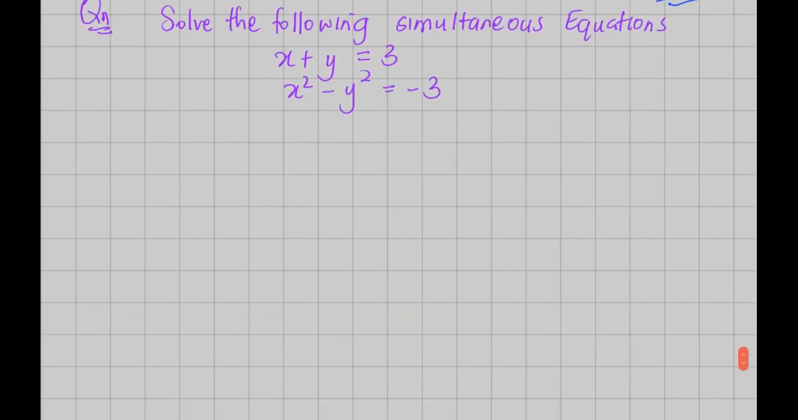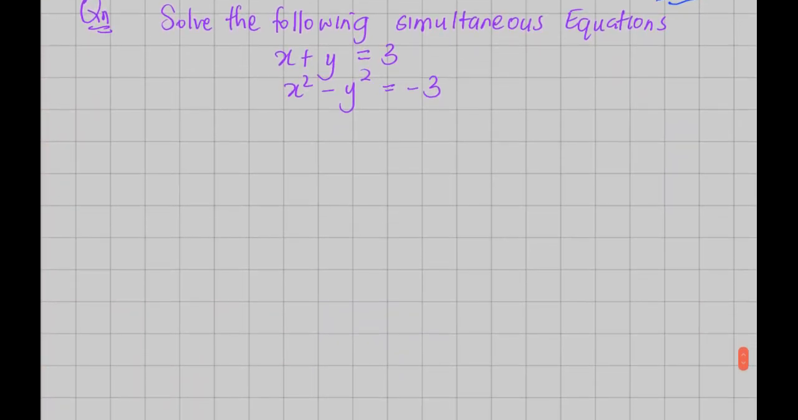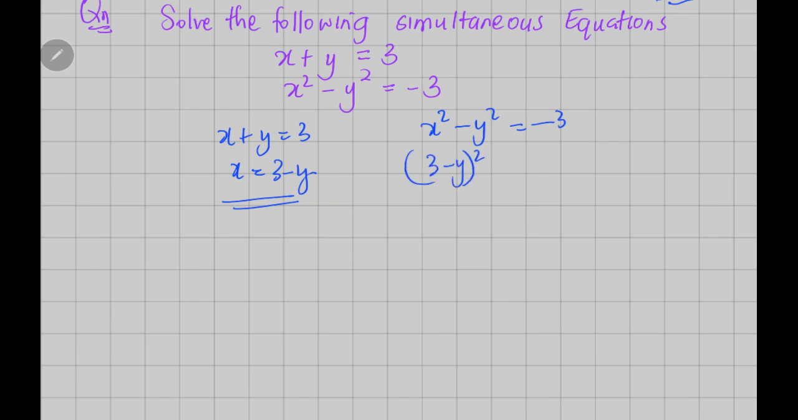So let's go on to the next. We say solve the following simultaneous equations. We do the same: to our linear equation x plus y is equal to 3, we make x the subject, so x is equal to 3 minus y. We go into our quadratic expression, x squared minus y squared is equal to negative 3, and substitute for x, so it becomes (3 minus y) squared minus y squared is equal to negative 3.